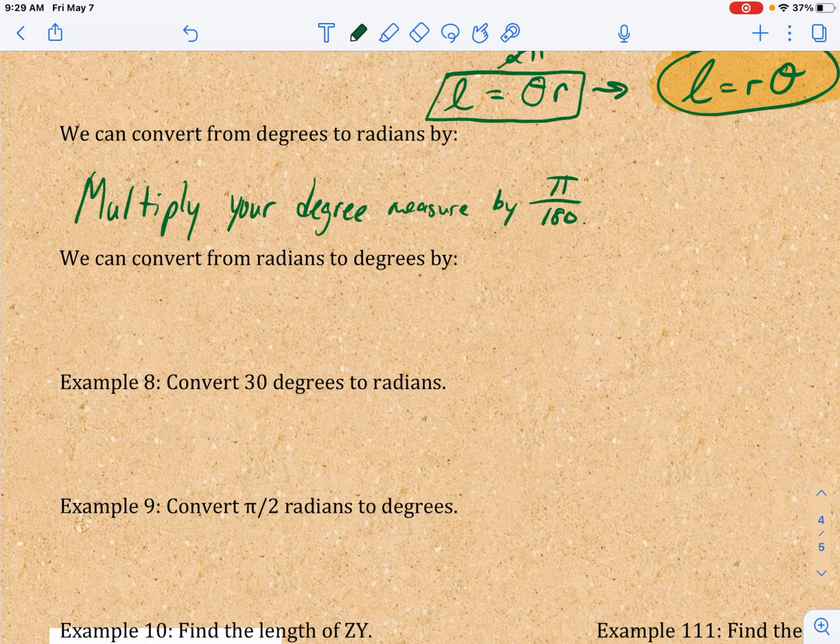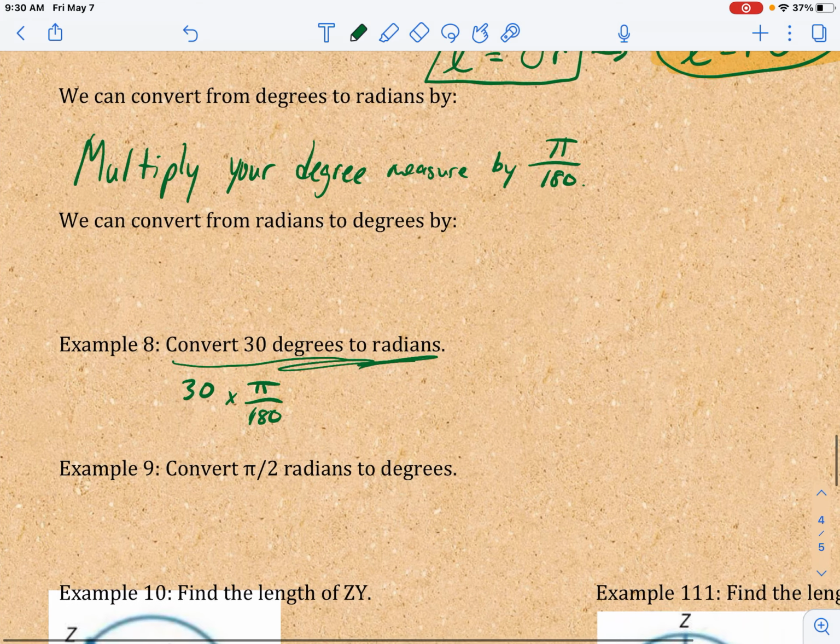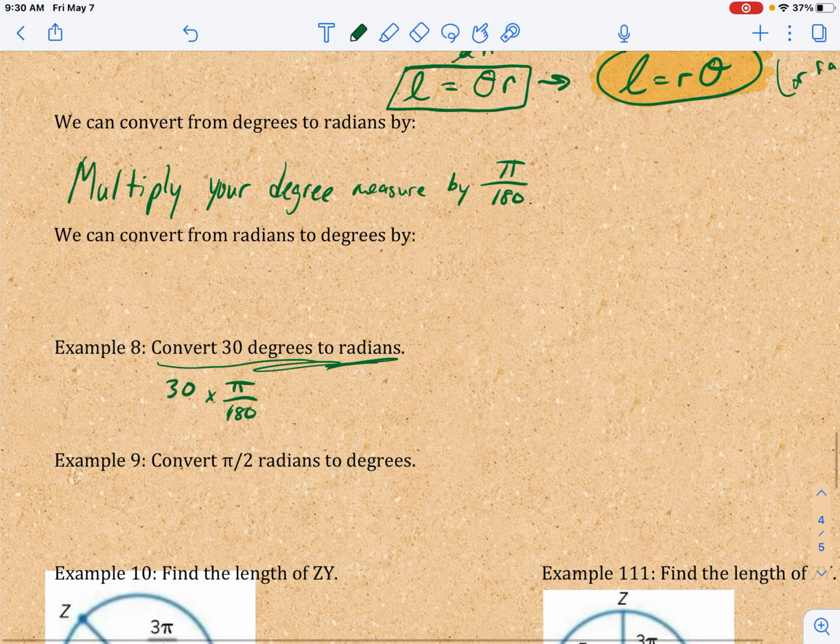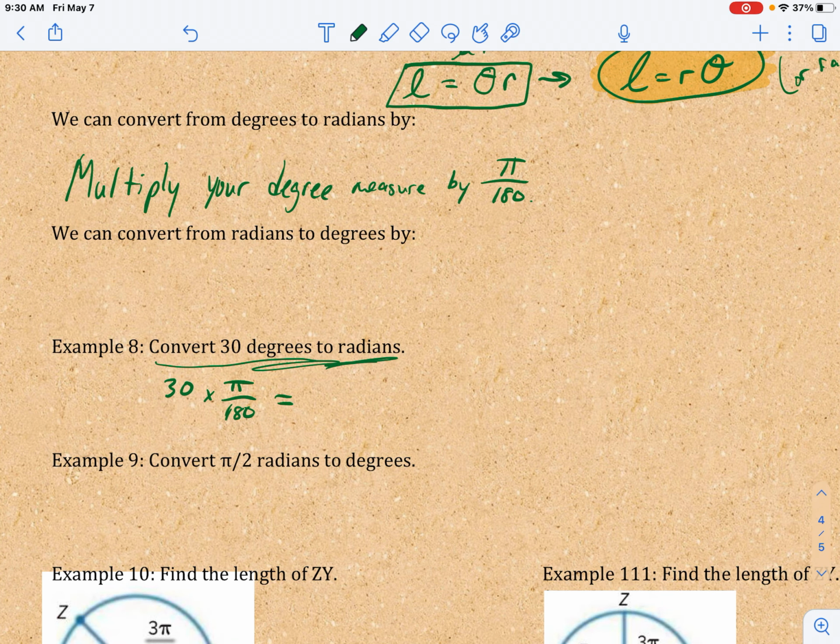So let's see how to do that. If you wanted to convert 30 degrees to radians, to have pi in it, you just multiply by pi over 180. So we do 30 times pi over 180. And no, you definitely don't plug these into a calculator, okay? That completely defeats the purpose of this. So you get pi over 6. So pi over 6 radians is equal to 30 degrees.